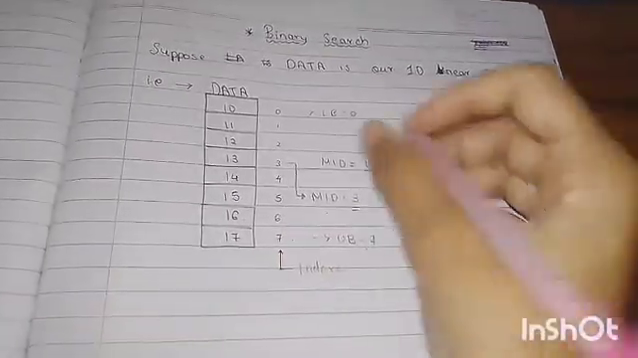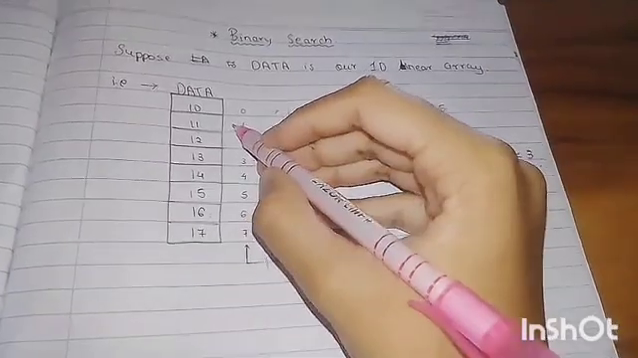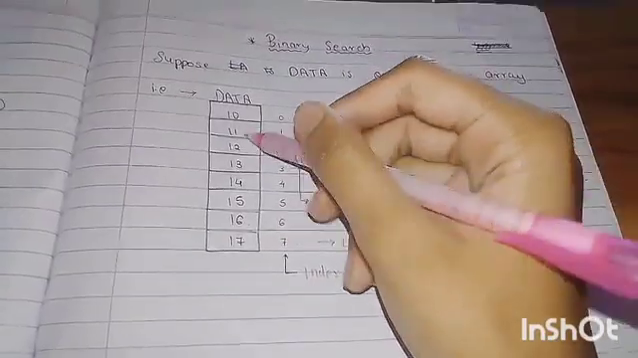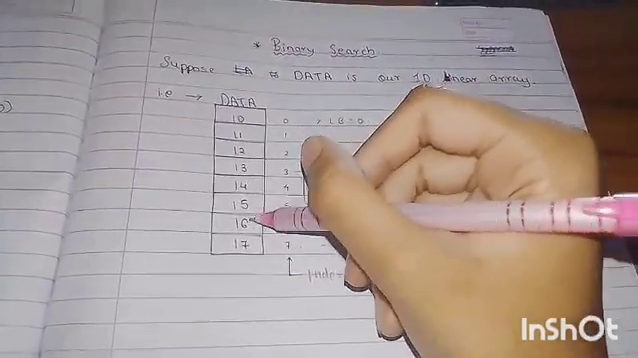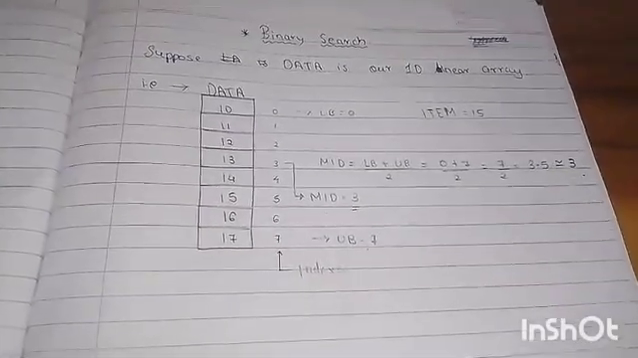So let's consider an array called data, which is a linear array that stores 8 elements: 10, 11, 12, 13, 14, 15, 16, 17. These are arranged in ascending order. We have to keep this in mind.